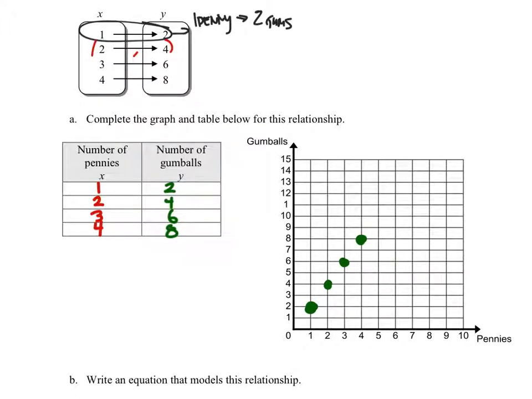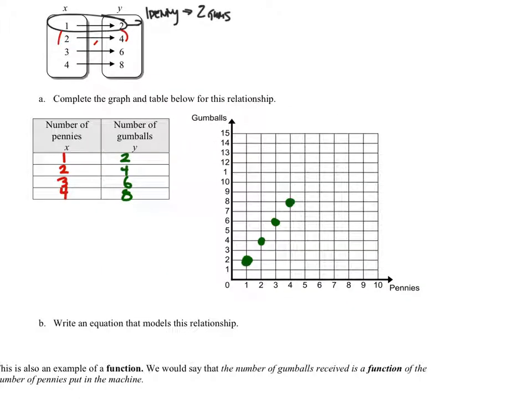So we should be able to write an equation for this. But before we do, would we connect these points? No, because you can't get half a gumball. That's correct. The machine should not be spitting out half gumballs. That'd be great, right? Oh, that'd be yucky.